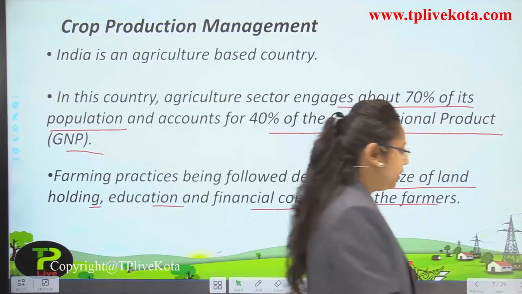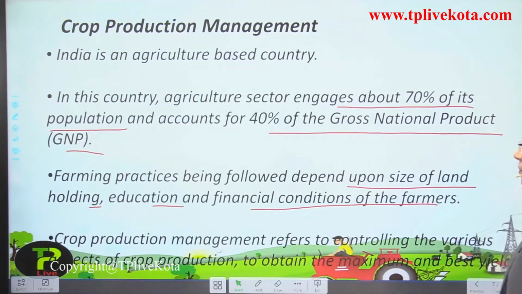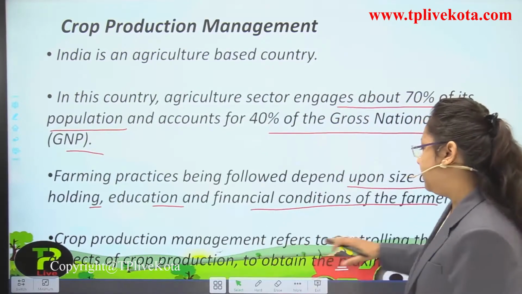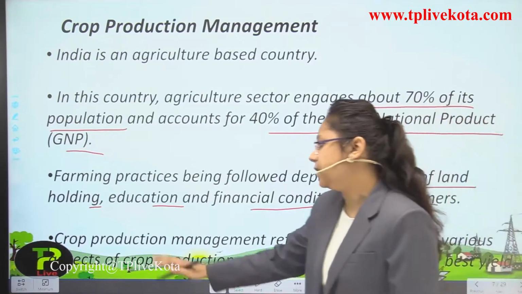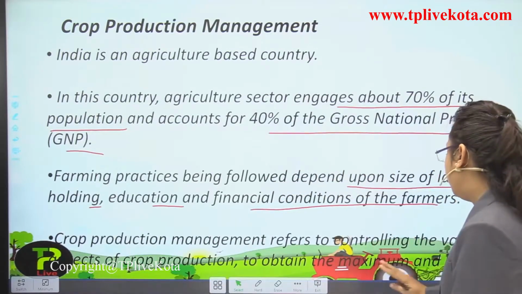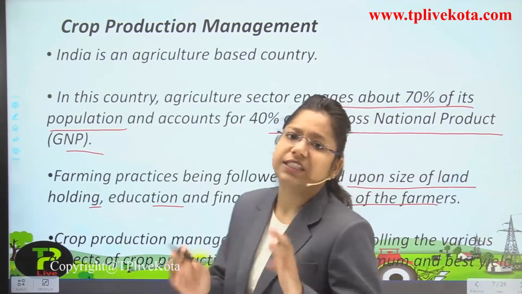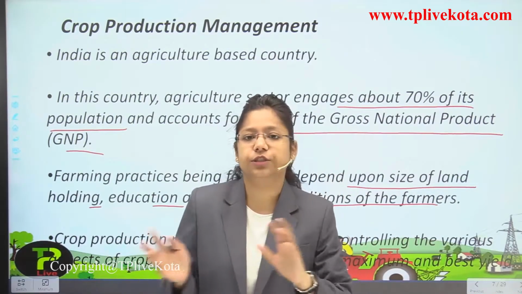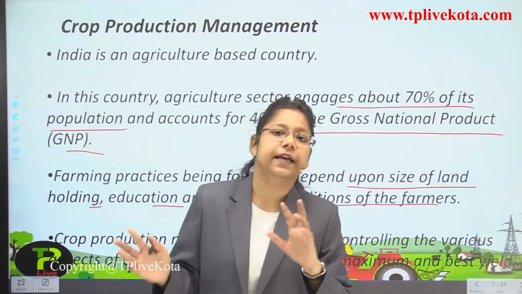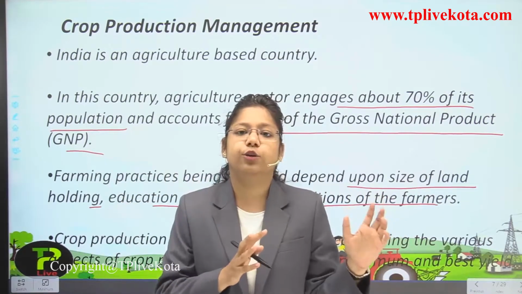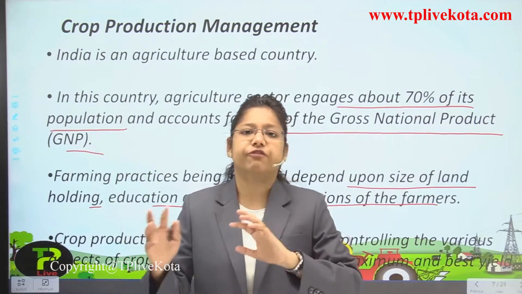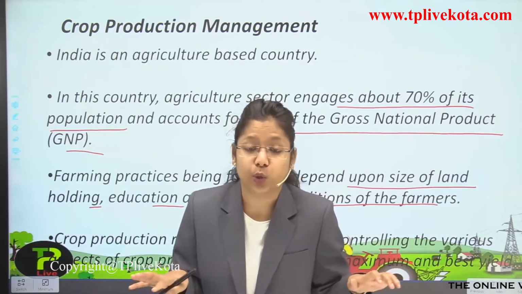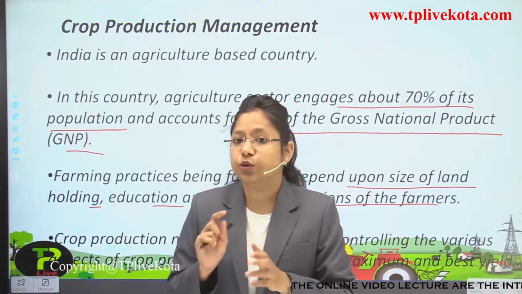Okay. Now moving on towards the next slide. The last point about this thing, that crop production management refers to controlling the various aspects of crop production to obtain a maximum and best yield. Now this thing is a great thing. A farmer should know that if he or she is cultivating a particular crop field, then how much yield is going to be managed from it. If the particular field is not giving any sort of income, then it is of no use. So a farmer should know this thing.